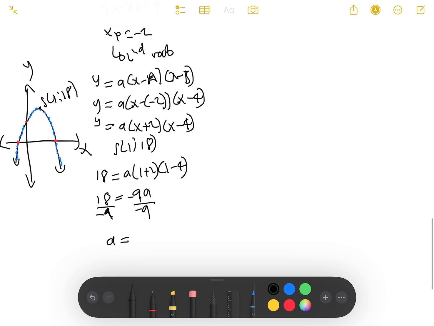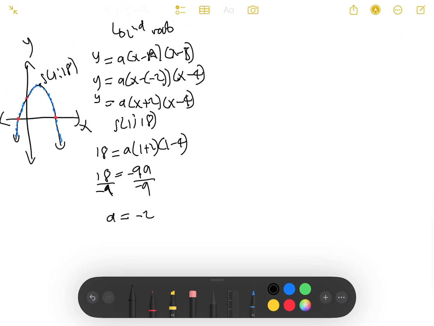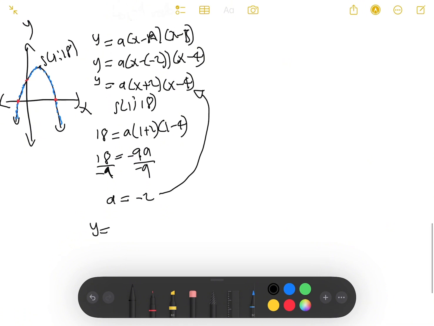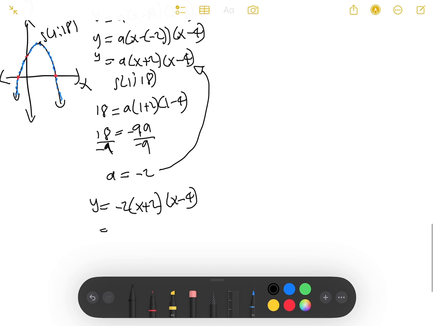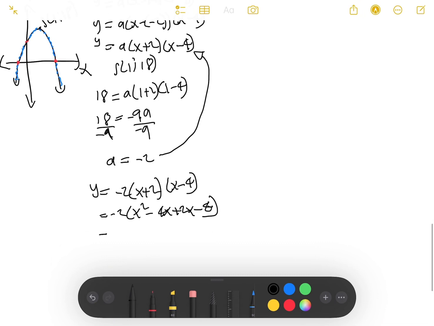Our a ends up being equal to negative 2. So substituting this all the way here, we end up with y equals negative 2 times (x plus 2) and then (x minus 4). Let's multiply out the brackets. We get x squared minus 4x plus 2x minus 8, right?